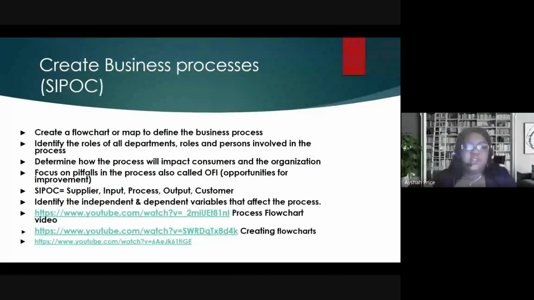And some things you want to look at is you want to focus on pitfalls in the process. Pitfalls are also called opportunities for improvement. And when we look at a SIPOC, we're looking at the independent and dependent variables that affect the process. And I'll explain in detail. So when we talk about a supplier, that is you, okay? You are supplying the product.